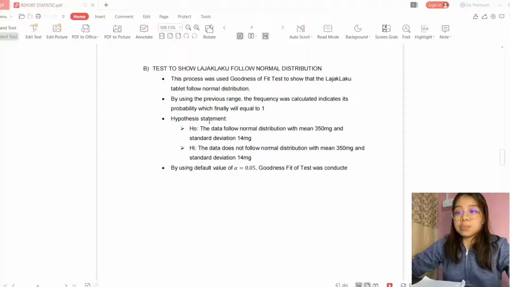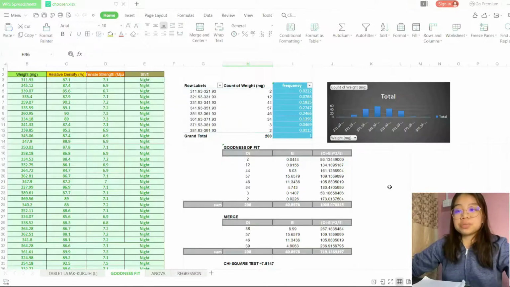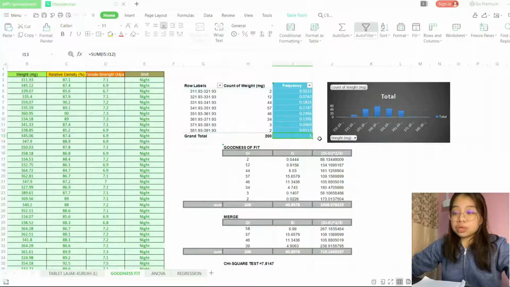The hypothesis statement that we're going to have here is H0: the data follow normal distribution with mean 350 mg and standard deviation 14 mg. And H1: the data does not follow normal distribution with mean 350 mg and standard deviation 14 mg. First, using the previous range, from these row labels we will get the frequency of each row label, and when we sum up, the frequency will finally equal 1.